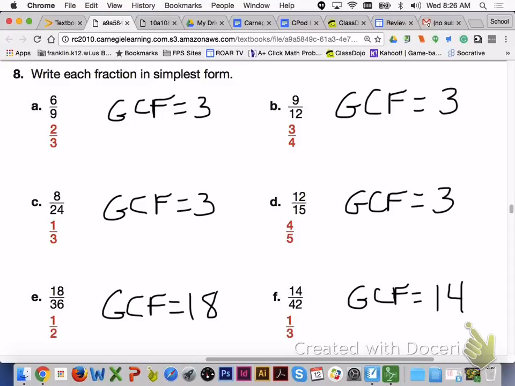Number 8, letter A, my GCF is 3, my simplest form is 2/3. B, GCF is 3, simplest form is 3/4. C, GCF is 3, simplest form is 1/3. D, GCF is 3, simplest form is 4/5. E, GCF is 18, simplest form is 1/2. And F, GCF is 14, simplest form is 1/3. Correction for number 8, letter C, your GCF should have been 8 for your simplest form of 1/3.